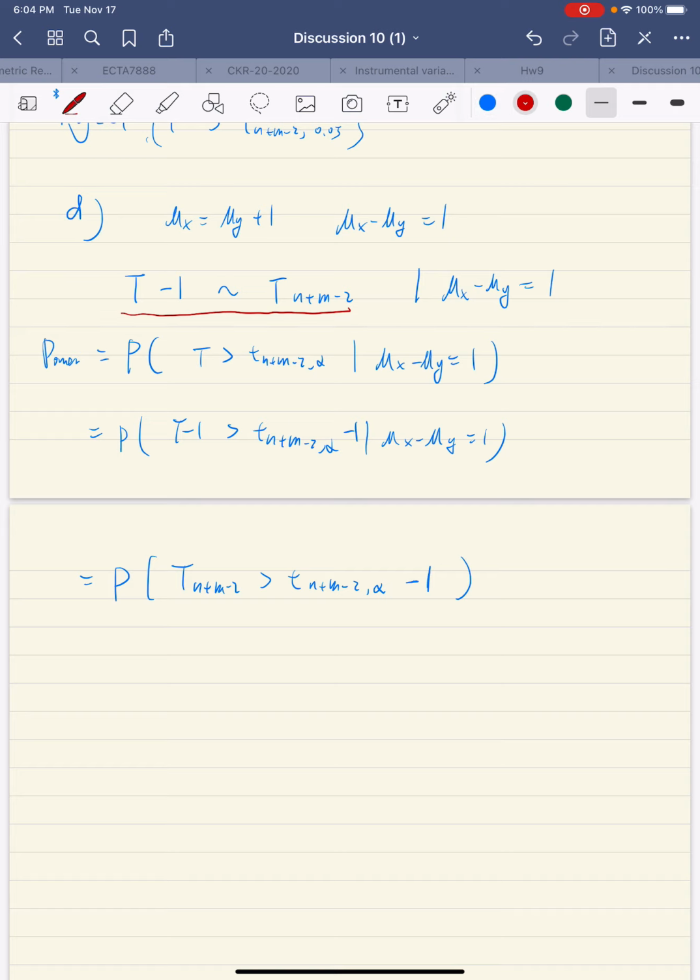So this is the power. If you want to draw a graph, you'll look at this. Here is alpha, the right-hand tail is alpha, and the cut point is t with n plus m minus 2 degrees of freedom at alpha.